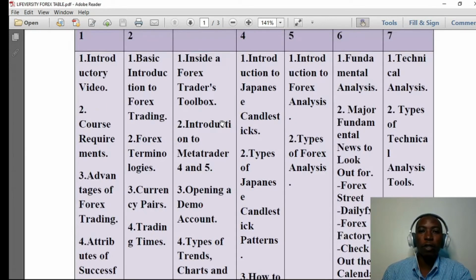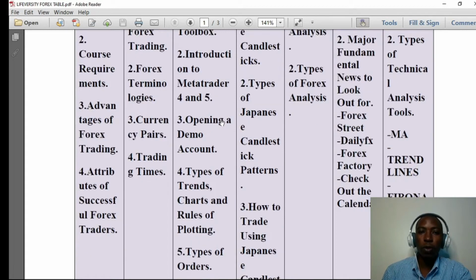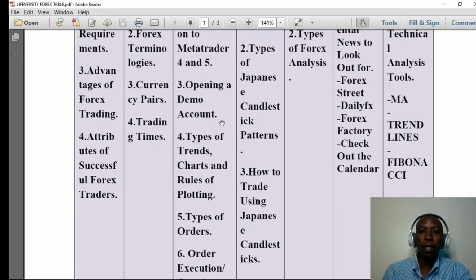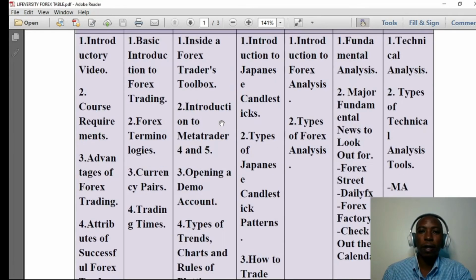Lecture 4 introduction to Japanese candlesticks. Part 2 types of Japanese candlesticks. Part 3 how to trade using Japanese candlesticks.